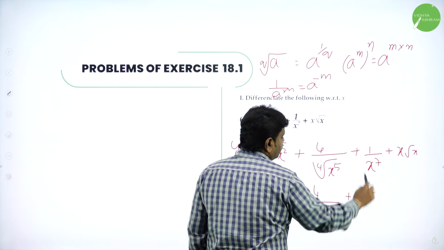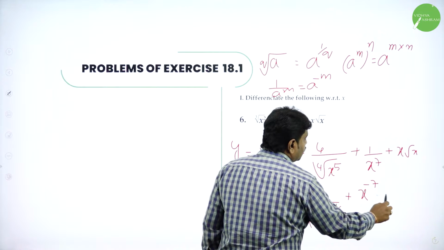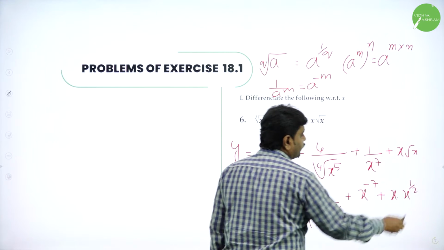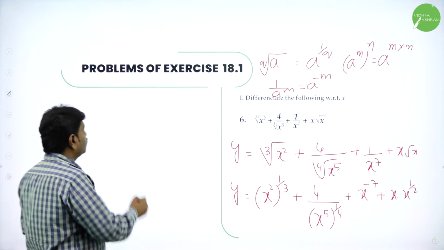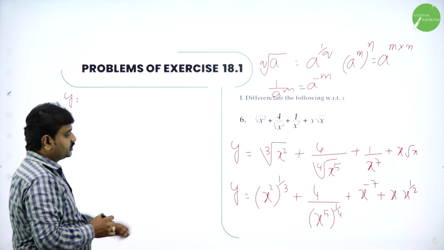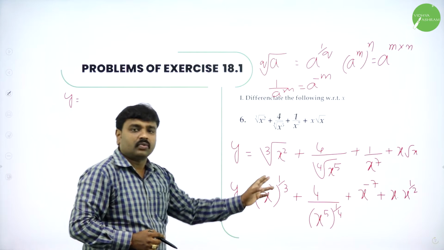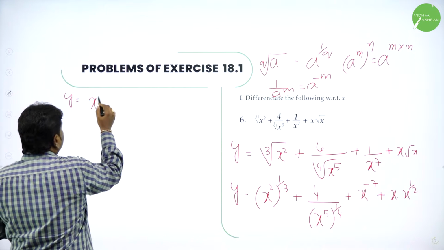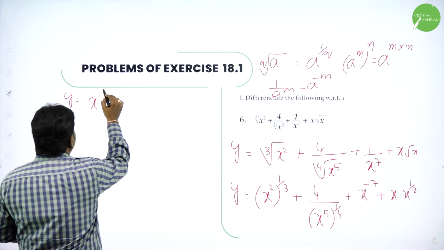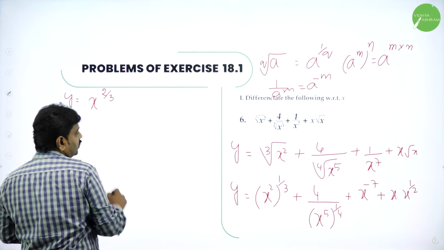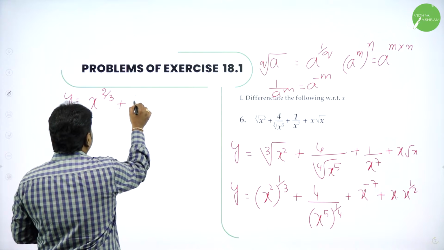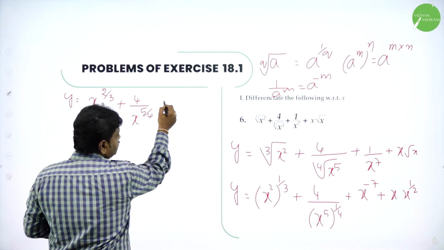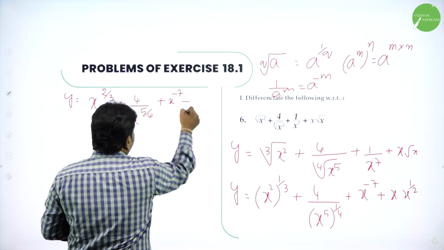So take x power 7 up, it will become x power minus 7 plus x into root x. Root x I can write as x power half. Now simplify this. y is equal to, first we have a power m whole power n. What is a power m whole power n? a power m into n. So it will become x power 2 into 1 by 3. 2 into 1 by 3 is what? 2 by 3. Then 4 by x power 5 by 4 plus x power minus 7 plus law of indices.